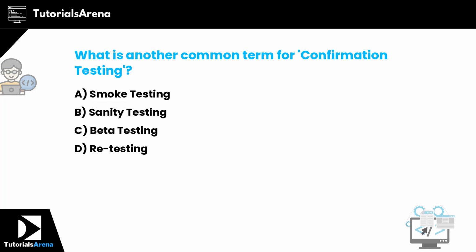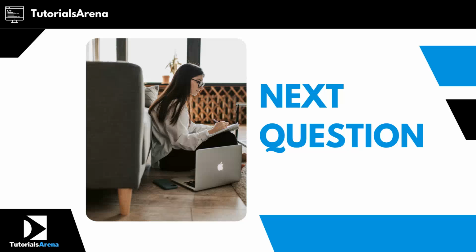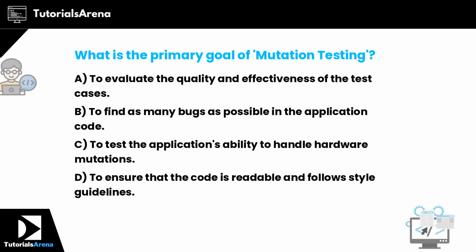What is another common term for confirmation testing? The correct answer is option D, retesting. What is the primary goal of mutation testing? The correct answer is option A, to evaluate the quality and effectiveness of the test cases.